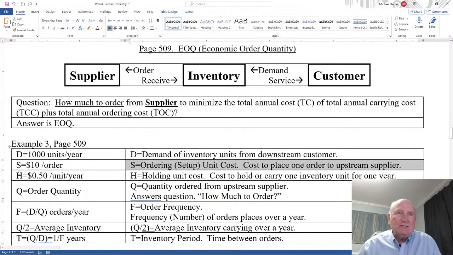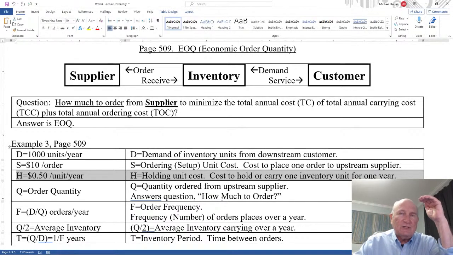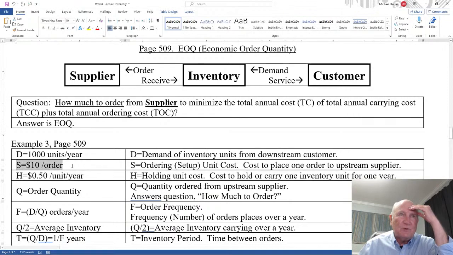H stands for holding. That's a holding cost, or the cost to hold or carry one inventory item for 1 year. That's your warehouse cost. So you have your purchasing and purchasers and buyers, and then you have your warehouse cost. And so these are the costs, $10 per order and 50 cents per unit per year.